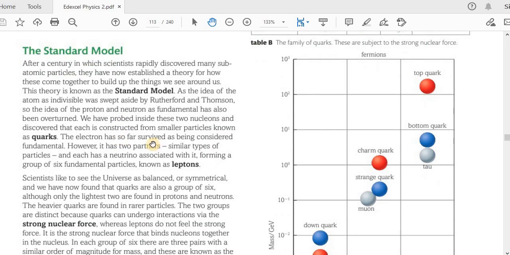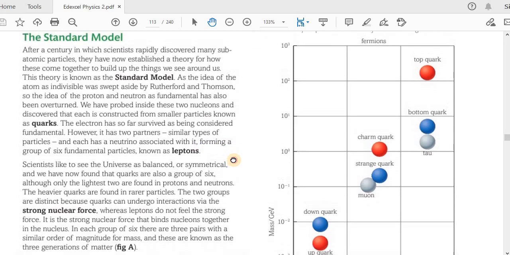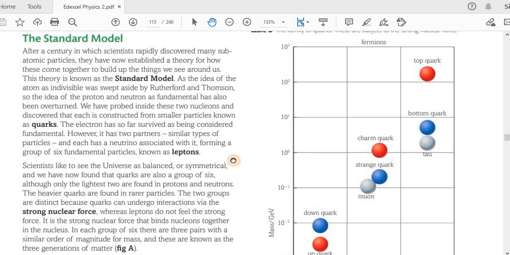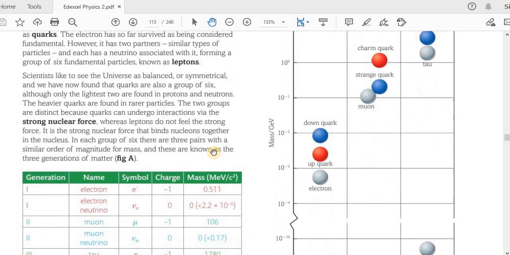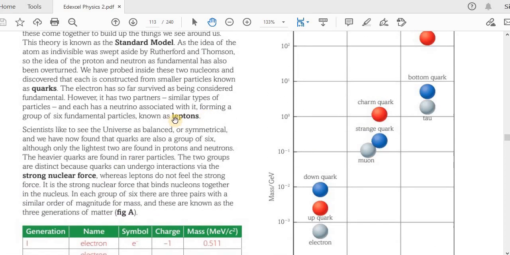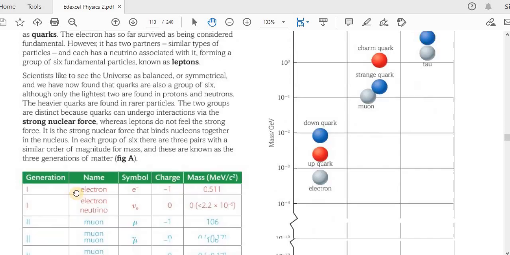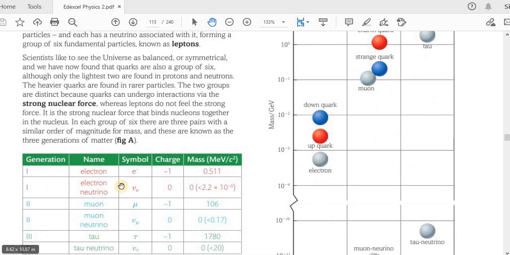The electron has so far survived as being considered fundamental, so we couldn't further divide the electron. However, it has two partners, similar types of particles, and each has a neutrino associated with it, forming a group of 6 fundamental particles known as leptons. So here we have the table of leptons. Now remember, here we talked about the electron, and then with the electron we come to these fundamental particles.